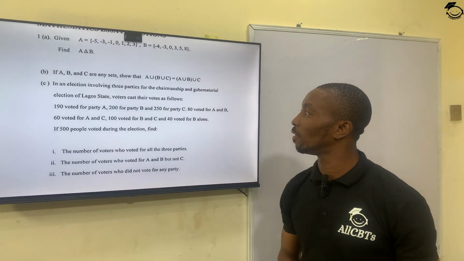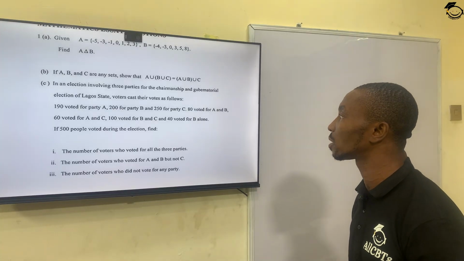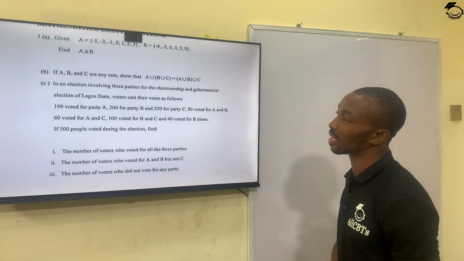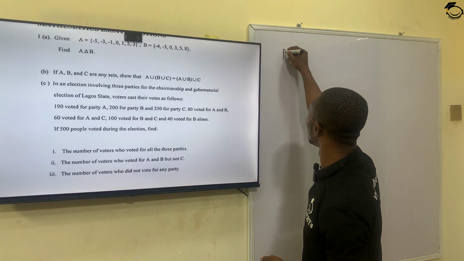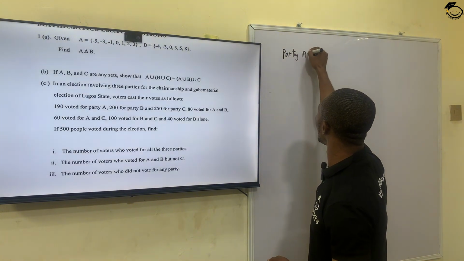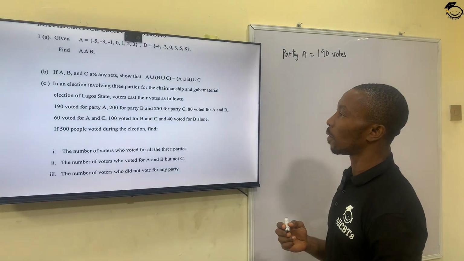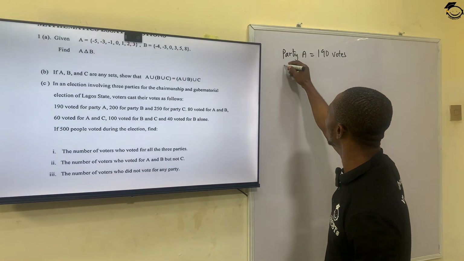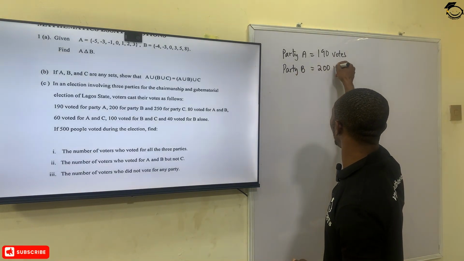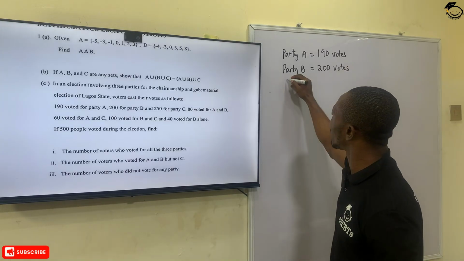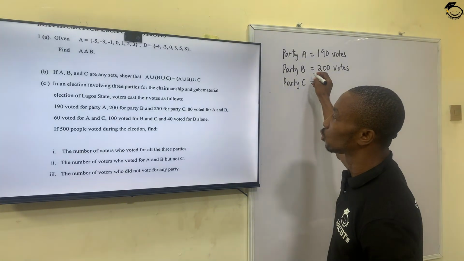In an election involving three parties for the chairmanship and gubernatorial elections of Lagos State, voters cast their vote as follows. For Party A, we had 190 votes. For Party B, we have 200 votes. And Party C, we have 250 votes.